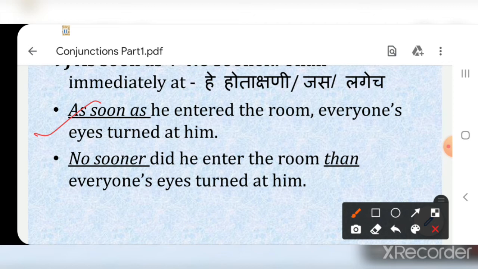Okay, now another one is no sooner did he enter the room than everyone's eyes turned at him. Here, when you use no sooner, in the first sentence you have to use did first, that means helping verb first, then he, that means subject, and verb first form. After first sentence, you have to apply than. Okay, so no sooner did he enter the room than everyone's eyes turned at him.